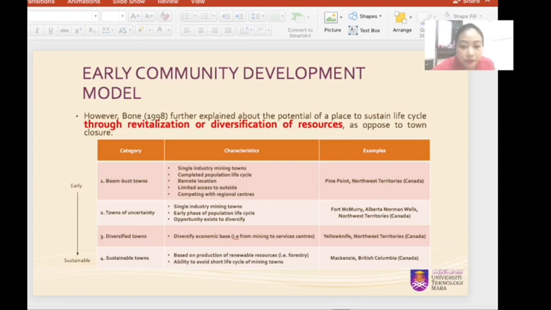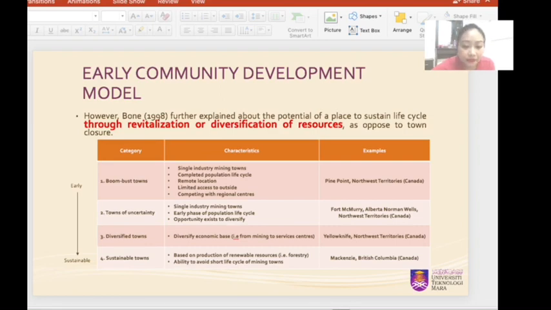Next one, we look at the diversified towns. So, what is the characteristic for diversified towns? Diversified economic base, for example from mining to service centers. It underwent transformation. For example, Yellowknife, Northwest Territories, in Canada.